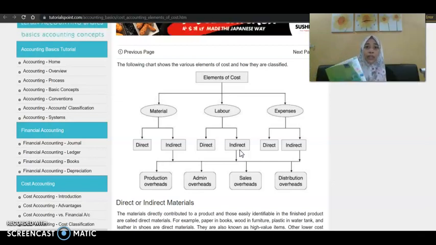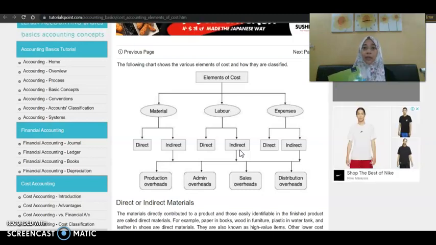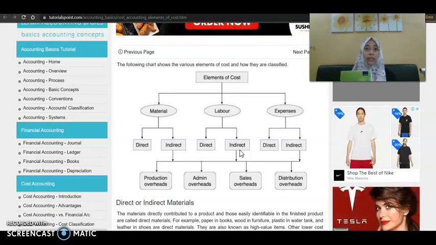What about the indirect labor? For example, in a factory, you will have the security guard. The wages that you pay to the security guard will be your indirect labor. You can also have the cleaner. Wages that you pay to the cleaner will also be the indirect labor.